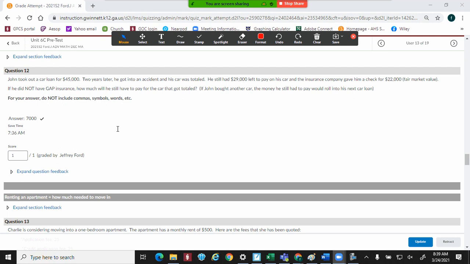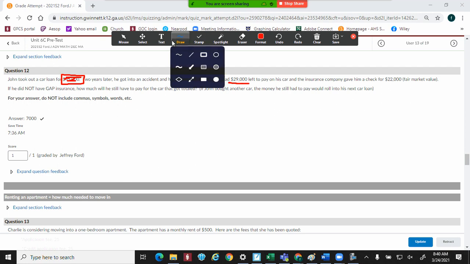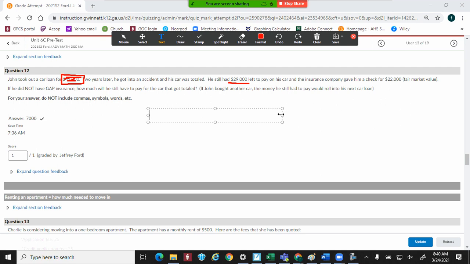Question 12. John took out a car loan for 45,000, and 2 years later he got into an accident and the car was totaled. So he still had 29,000 left to pay on his car, and the insurance company gave him a check for 22,000 fair market value. He did not have gap insurance. So how much would he still have to pay for that car? The car was purchased for 45,000. That's good, but that's not necessarily what I need. What I need to know is how much was still left. All right, here it is, 29,000.